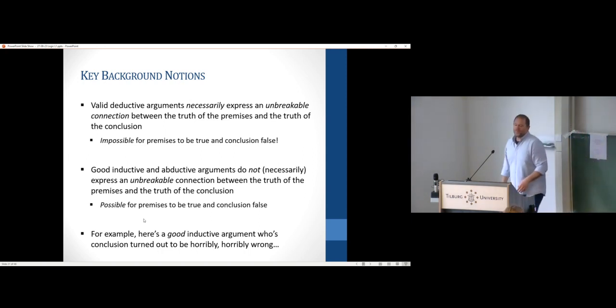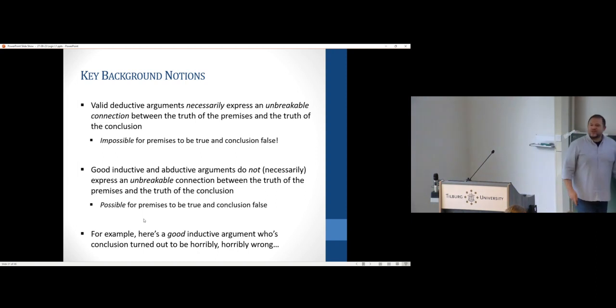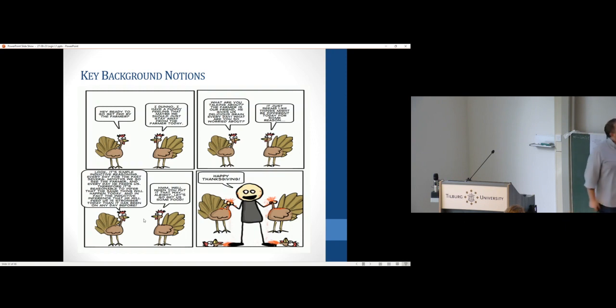As a cheap and cheery joke, here's a good inductive argument whose conclusion turns out to be horribly, horribly wrong. It's a little bit North American centric, right? But we've got some turkeys, and hey, the farmer's fed us every single day. He's treated us so terribly wonderfully, right? We're super happy. And one of the turkeys is like, oh, I'm a little worried today. It feels a little different. And, no, it's going to be fine. It's just like every day before. And unfortunately, happy Thanksgiving.